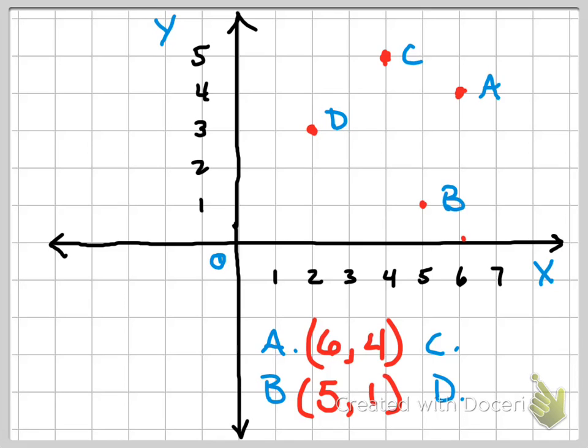C, I'm going to count over 1, 2, 3, 4 across my x-axis, and then 1, 2, 3, 4, 5 on my y-axis. So that point is at (4, 5). And finally, point D is 1, 2 on my x-axis, and 1, 2, 3 on the y-axis. So there are my ordered pairs for points A, B, C, and D.